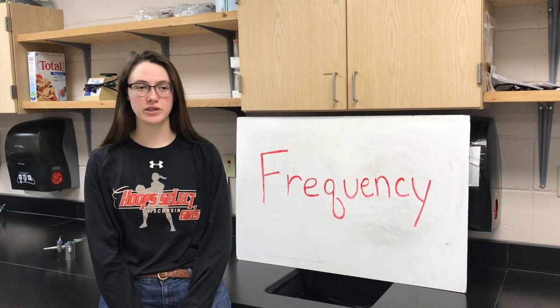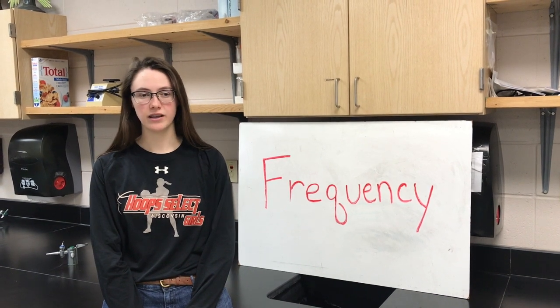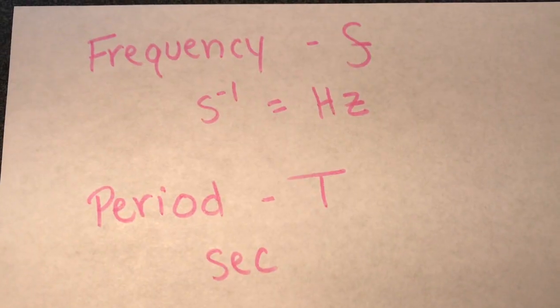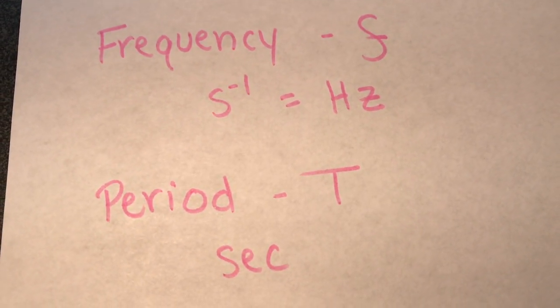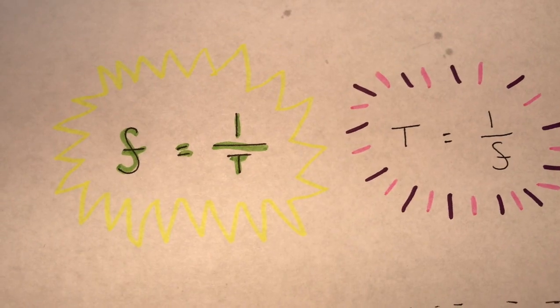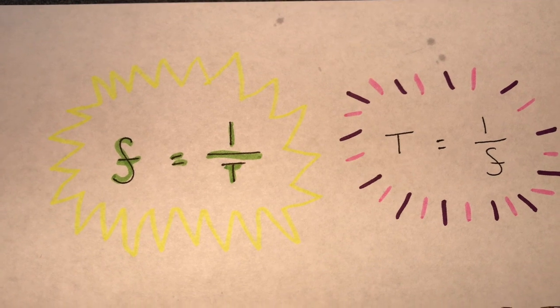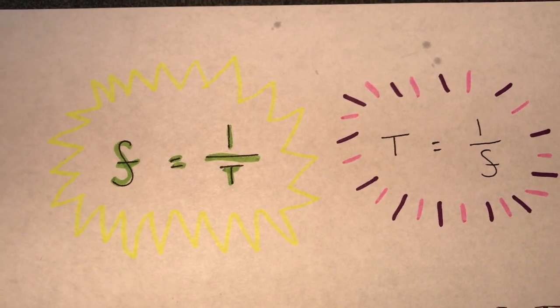Frequency is the number of vibrations per unit of time. In the pendulum example, it is the number of back and forth swings per second. In the example of a wave, the frequency is the number of wavelengths per time. Frequency is measured in per seconds, or commonly referred to as hertz. Frequency and period are inversely proportional, meaning frequency is equal to 1 over the period, and period is equal to 1 over the frequency. Let's take a few seconds to do a problem.